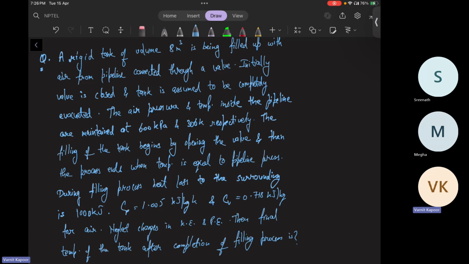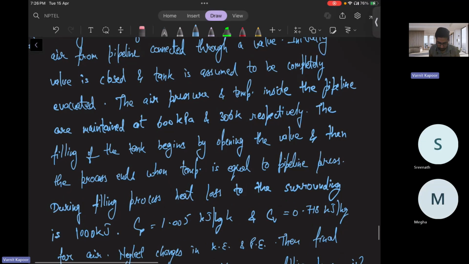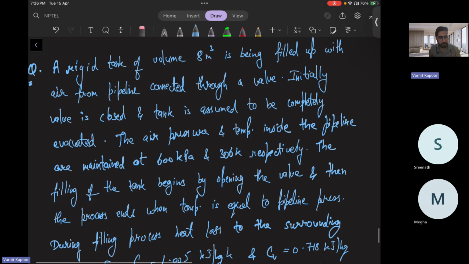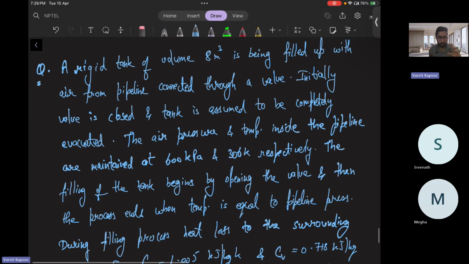I hope everyone has done this question. Pretty simple question again. Now you have to identify which topic this question has been asked from. It's related to the steady flow energy equation concept. There is a rigid tank of some volume which is being filled up with air from the pipeline connected through a valve. Initially, the valve is closed and the tank is completely empty.